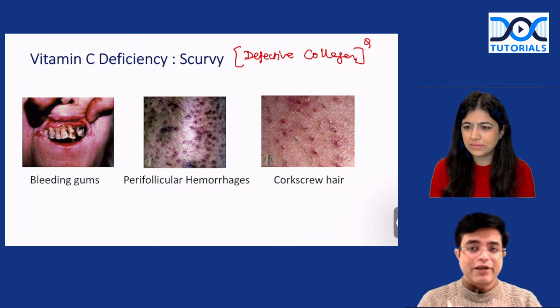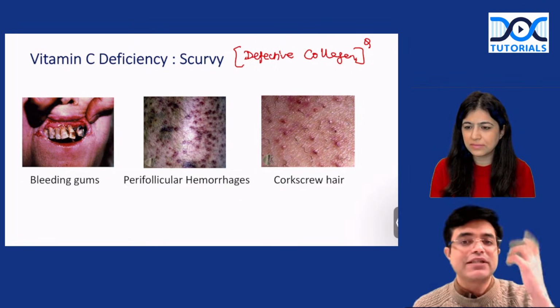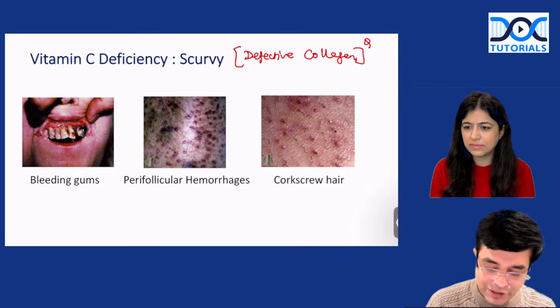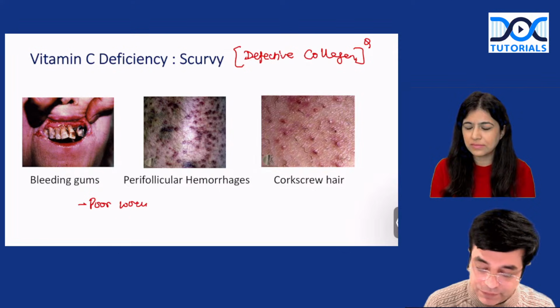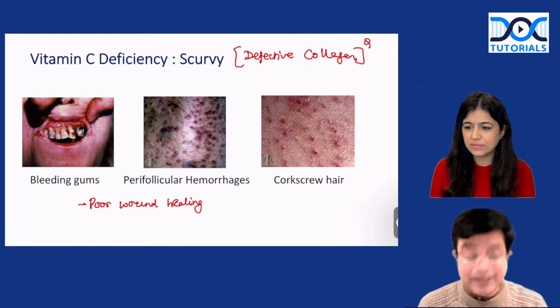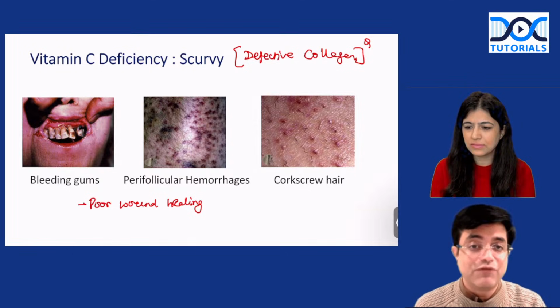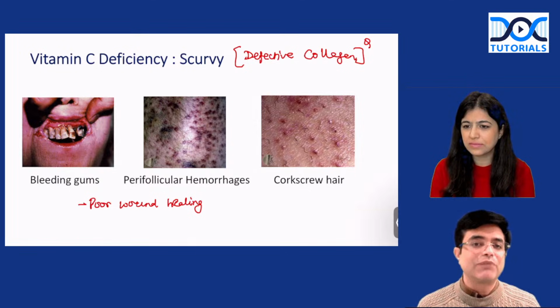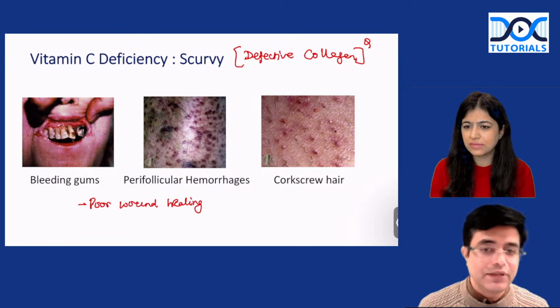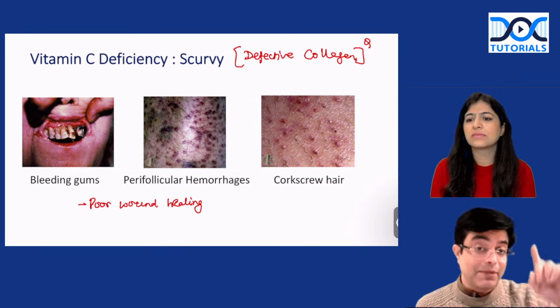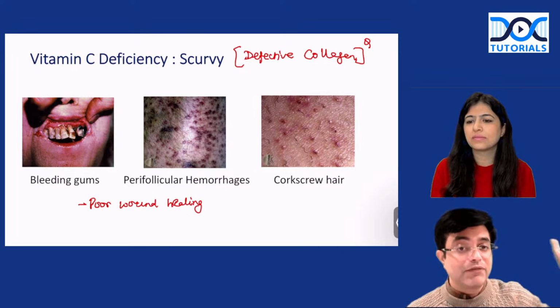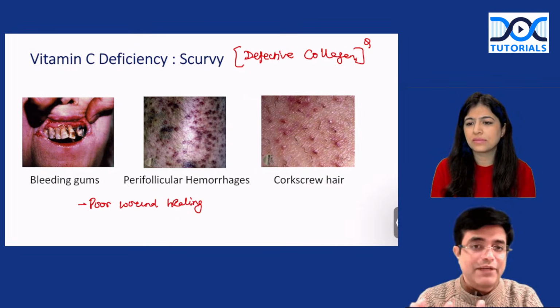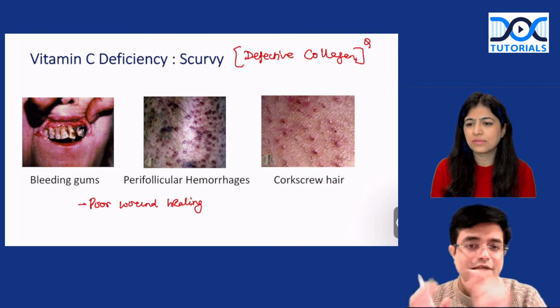Number two, when collagen is weak, what manifestations will happen? Number one, the patient will have poor wound healing. Why poor wound healing? Weak tissue will be formed, and that will not allow proper epithelialization to happen. So poor wound healing will occur. Remember, poor wound healing can occur in zinc deficiency also. But another condition where poor wound healing can occur is scurvy, number one.